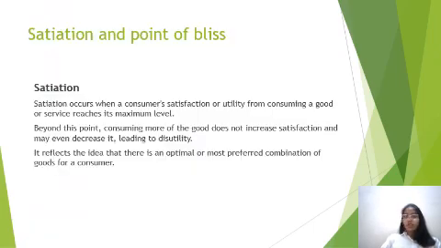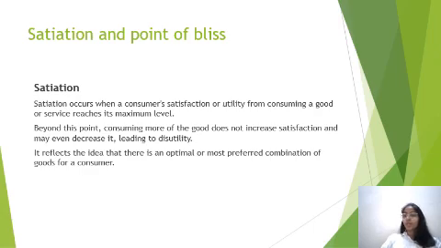Now you can see satiation and the point of bliss. Satiation occurs when a consumer's satisfaction or utility from consuming a good or service reaches its maximum level. Beyond that point, consuming more of the good does not increase satisfaction and may even decrease it, leading to disutility. It reflects the idea that there is an optimal or most preferred combination of goods for a consumer.